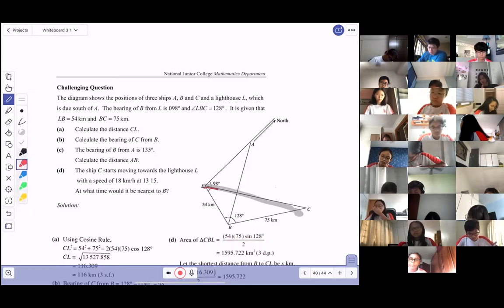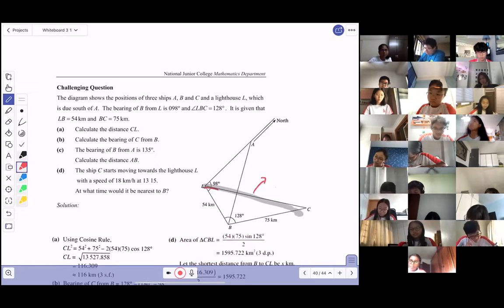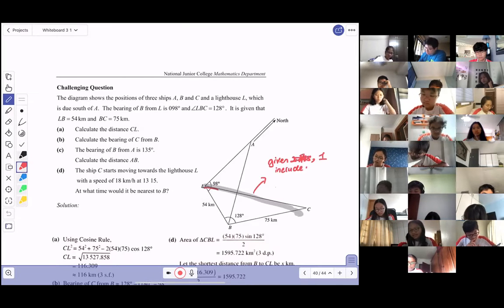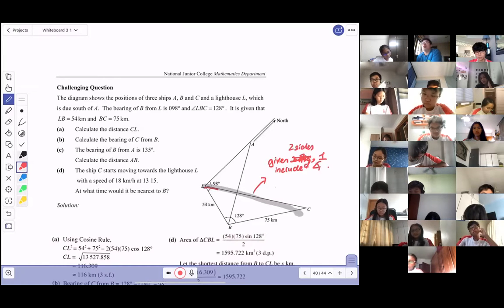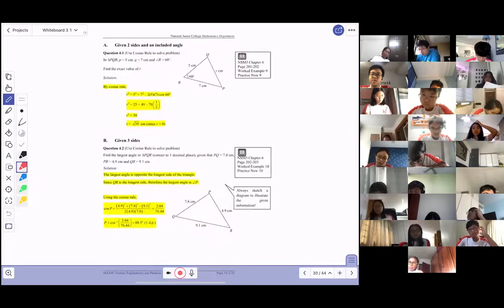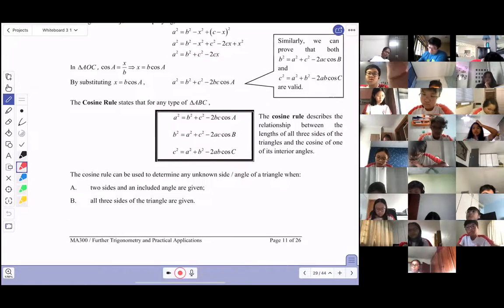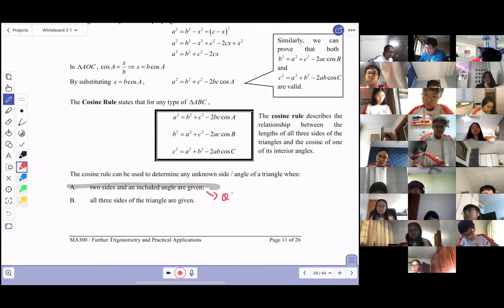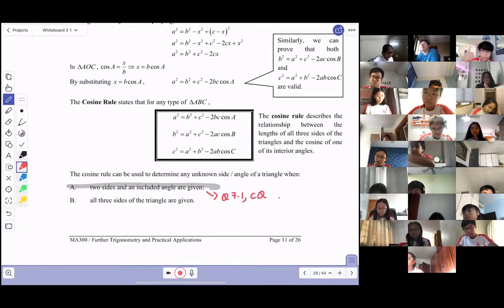If you have done the cosine rule, they'll give you a scenario: given two sides and one included angle, you can use the cosine rule to find the last side. Because you are very fast, just to let you know, two sides and one included angle is how you can handle your question 7.1 as well as your challenging question.